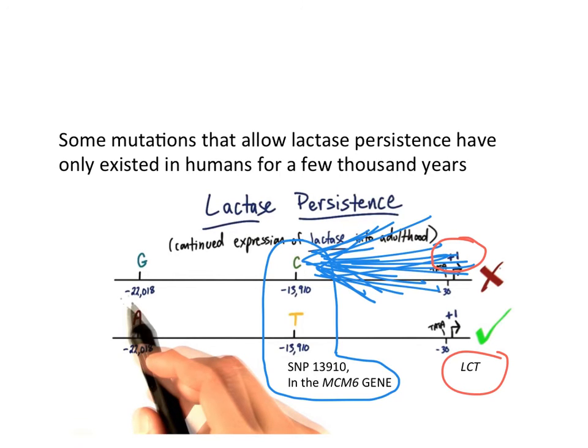So there's a mutation 13,000, almost 14,000 nucleotides away from the lactase gene that controls whether or not you continue to produce lactase as an adult. If you have a C, you don't produce lactase. But if there's a T at that position, you do. So it's a single base pair change that's strongly correlated with whether or not you will continue to produce lactase into adulthood. And that single nucleotide polymorphism is not in the lactase gene, it's actually in a neighboring gene, MCM6. That's the crazy part.